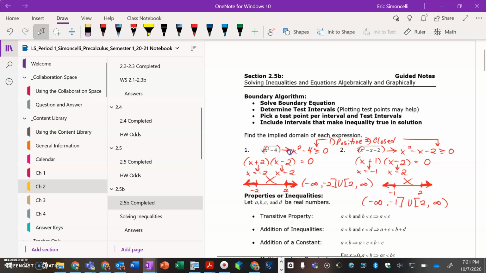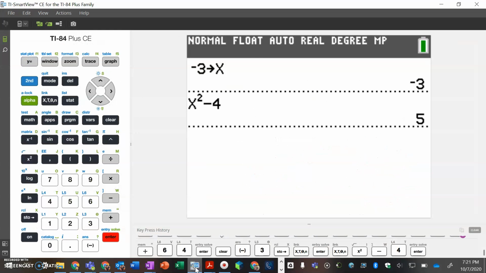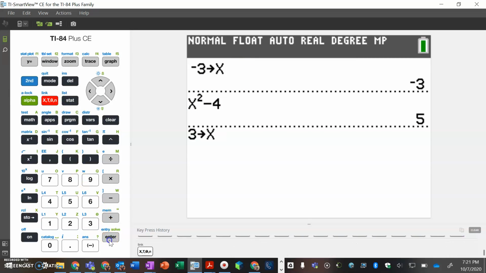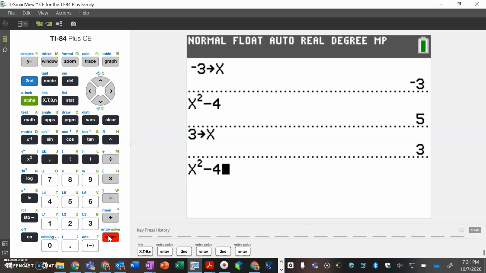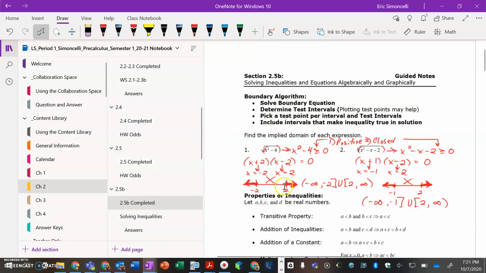If you plug in 0 here, I'll just show you without a calculator. 0 squared minus 4, that's negative 4, which is not greater than or equal to 0. So you don't graph in between. Picking a number like 3 should also yield a positive result. If you just pick 3, of course, we can store it as x, and then hit enter, and then second enter again. And that's going to give us, again, the quadratic, and get, of course, a positive output. This positive value, again, dictates us shading to the right of 2.